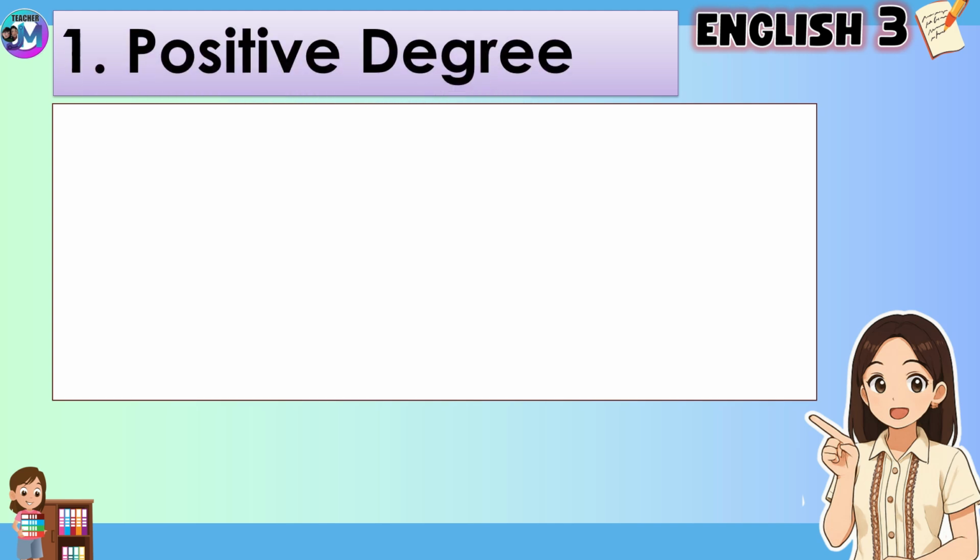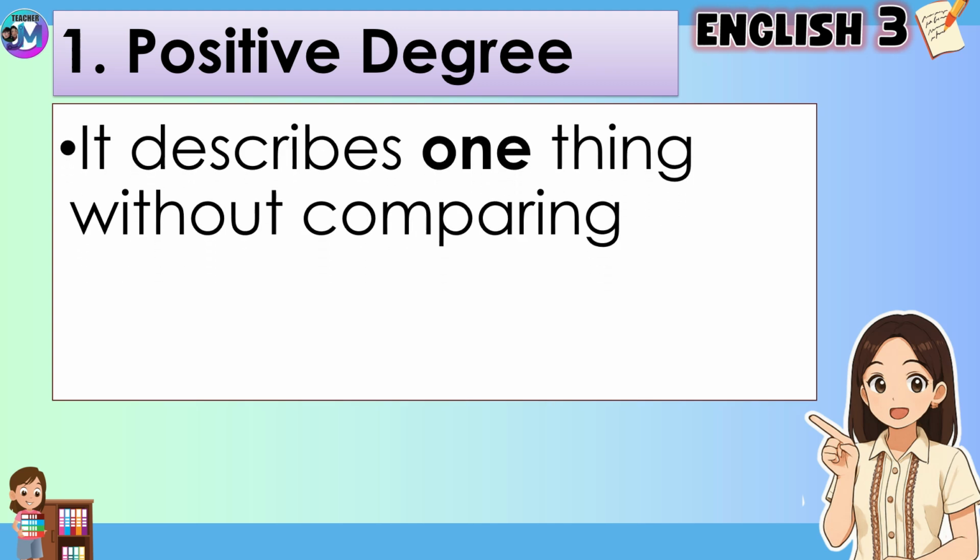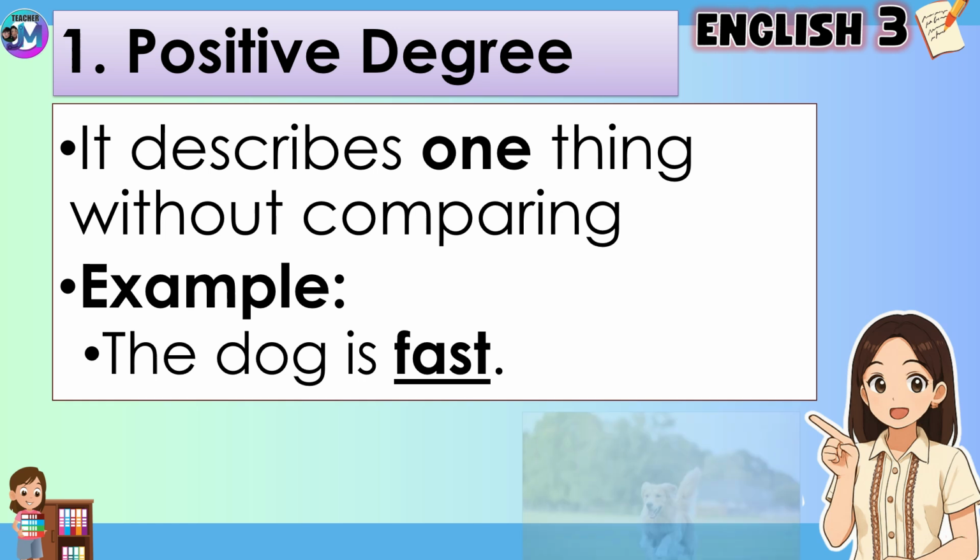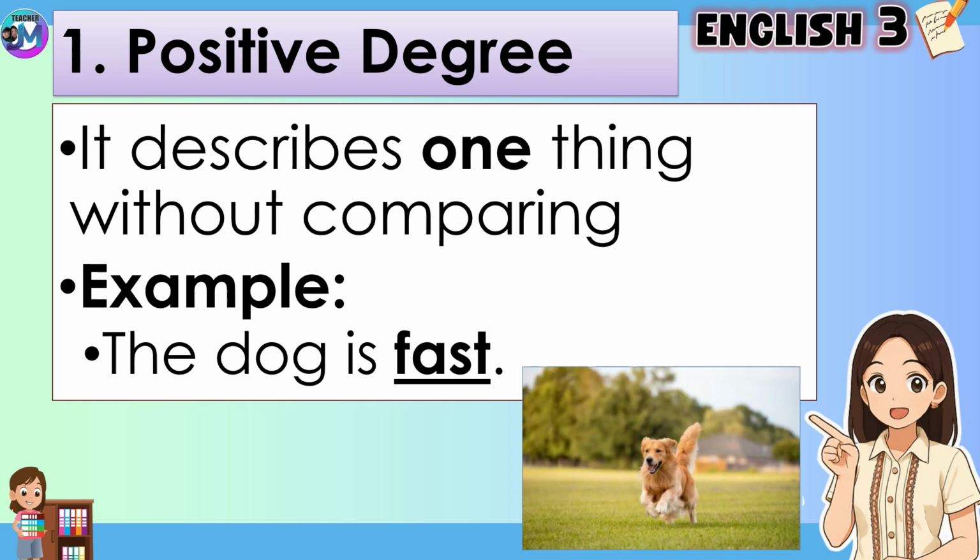First is the positive degree. It describes one thing without comparing. For example, the dog is fast. As you can see, we only describe one thing, which is the dog.